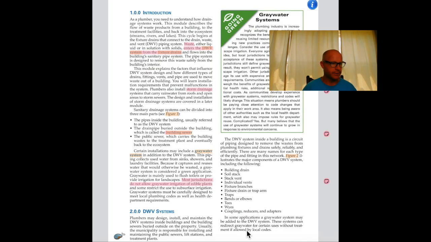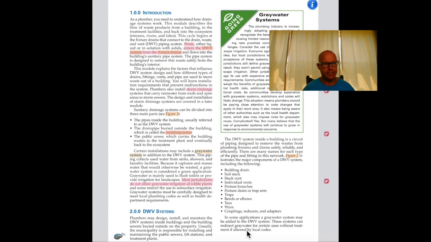Start with this introduction. As a plumber, you need to understand how drainage systems work. This module describes the flow of waste products from a building to the treatment facilities and back to the ecosystem. That's just the streams, the rivers, and the lakes. The cycle begins at the fixture drains that connect to the drain, waste, and vent piping system. So that kind of starts me off on a note right there.